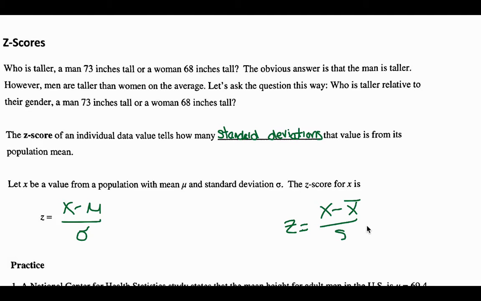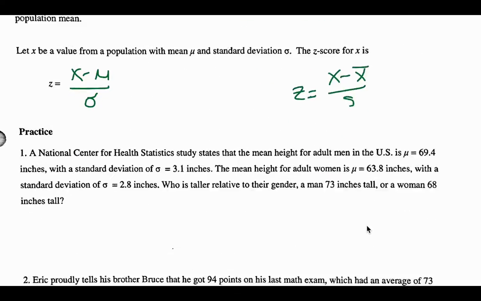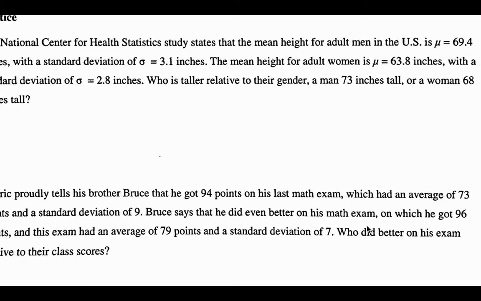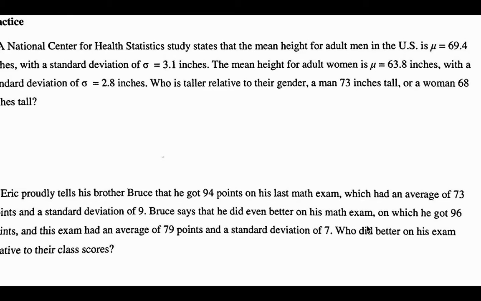So we're just going to do 3 little practice problems together today, short and sweet. So here is the first one. The National Center for Health Statistics study states that the mean height for adult men is 69.4, it'd be useful information, with a standard deviation of 3.1 inches. And then the mean height for women is 63.8 inches with a standard deviation of 2.8. So who is taller? The 73-inch tall man or the 68-inch tall woman?